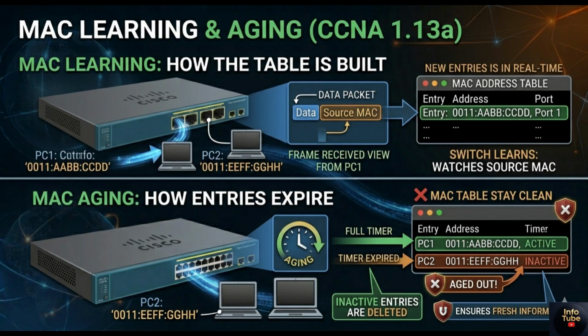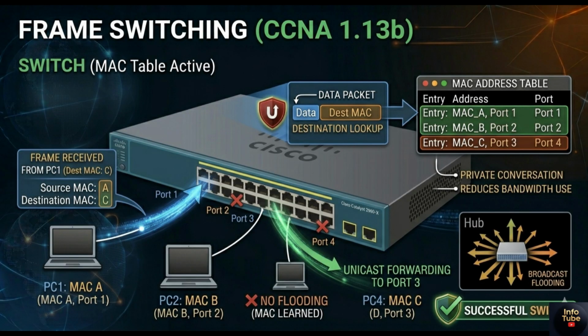1.13b, Frame Switching. Once the switch knows where a device is located, it performs frame switching. If your laptop on port 1 wants to send a file to the printer on port 5, the switch looks at its internal map, sees the printer is on port 5, and sends the data only to that port. This creates a private, high-speed conversation between those two devices, allowing everyone else on the switch to talk at the same time without getting in each other's way.